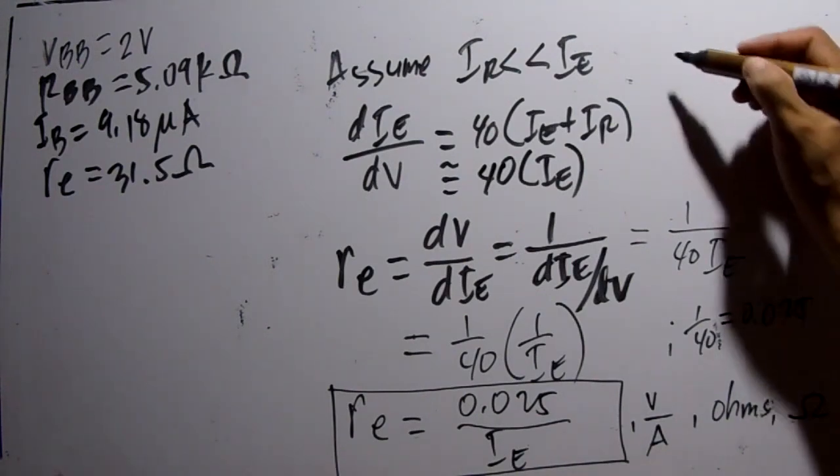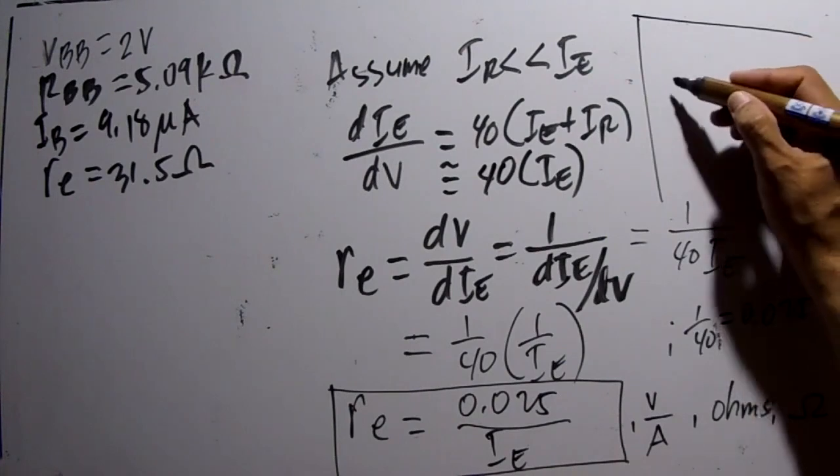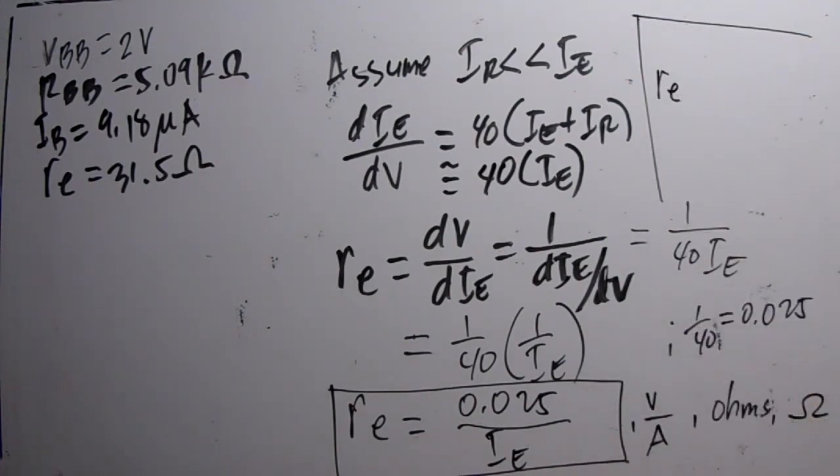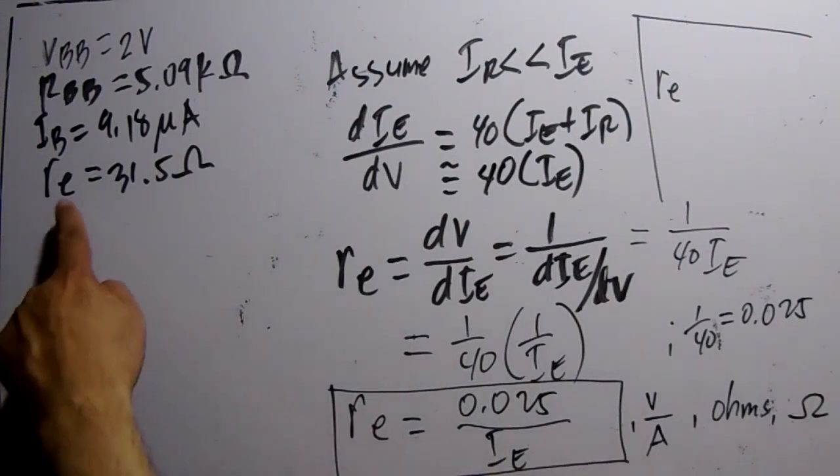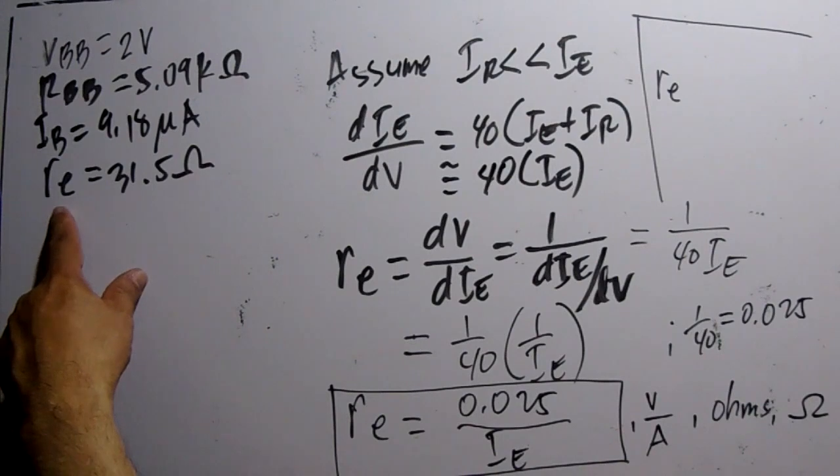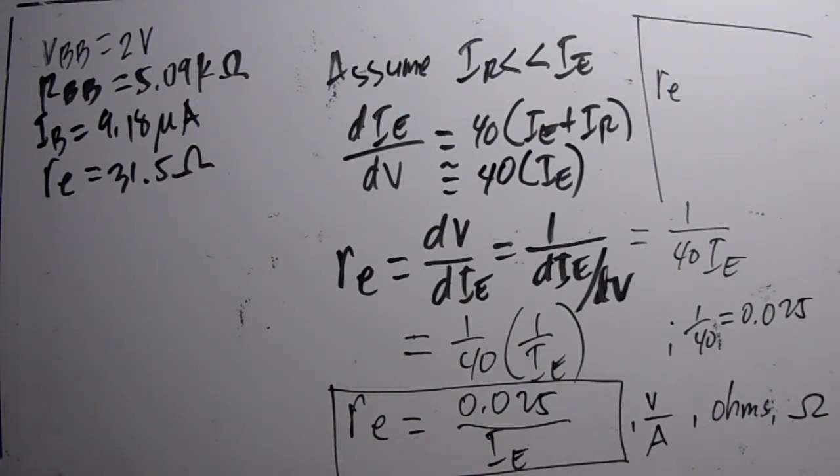And solving for RE, if we substitute the value of IE, this is approximately equal to IC. Previously we have solved RE to be equal to 31.5 ohms. Okay, so let's go back to our main problem, solving for the input impedance and the voltage gain.